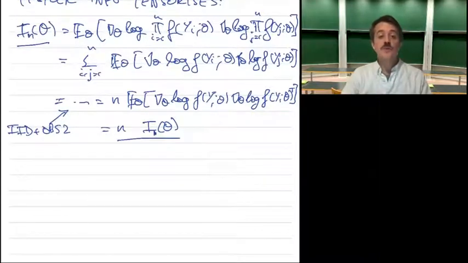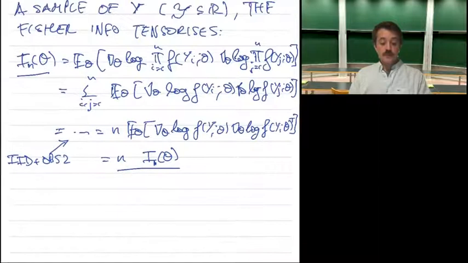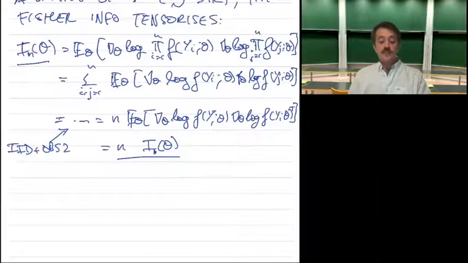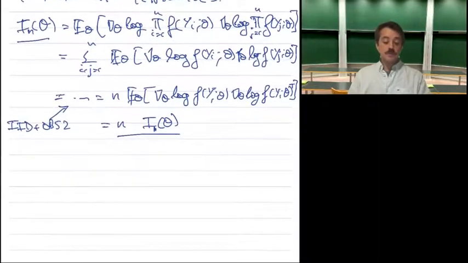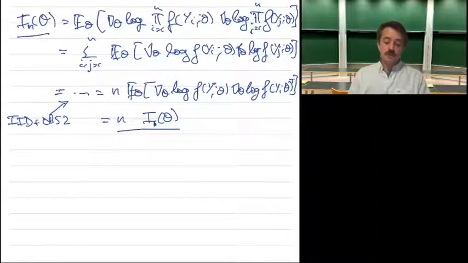All right, let's move on and give a second expression for this information matrix, the Fisher information matrix, for which we need an extra assumption. The two expressions for the Fisher information are generally used interchangeably, but the one we're introducing now actually requires a bit more in terms of assumptions for it to hold.